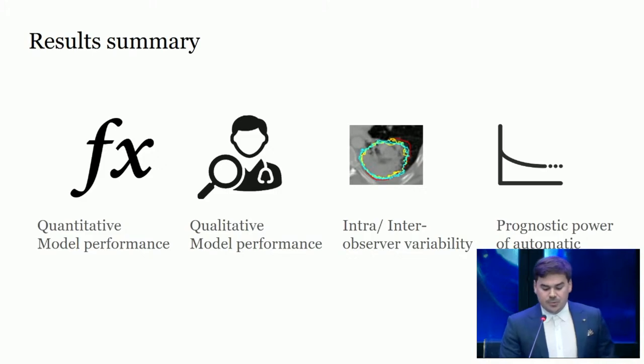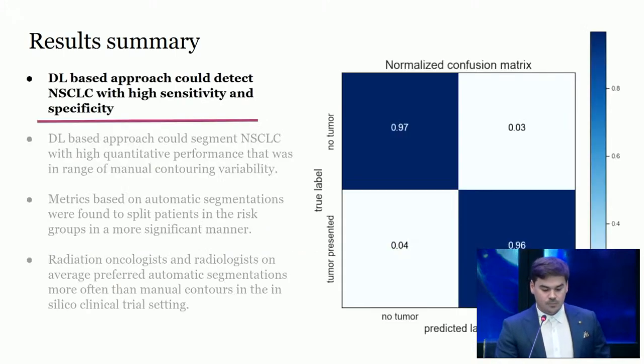So in this study, we have evaluated multiple endpoints, including quantitative detection and segmentation performance, and qualitative performance in the in silico clinical trial setting. We also estimated doctor intra- and inter-observer variability of manual contouring. And then we also used this variability in perspective with quantitative segmentation performance to better understand where the performance of our method is. And lastly, we also looked at the prognostic power of generated segmentations.